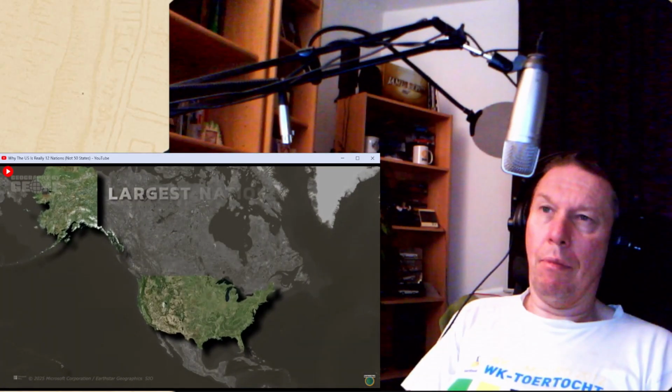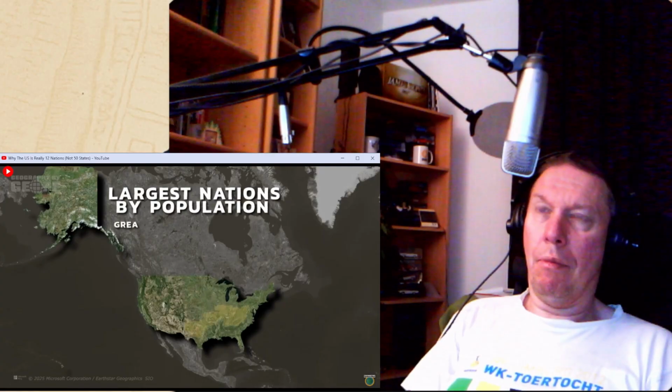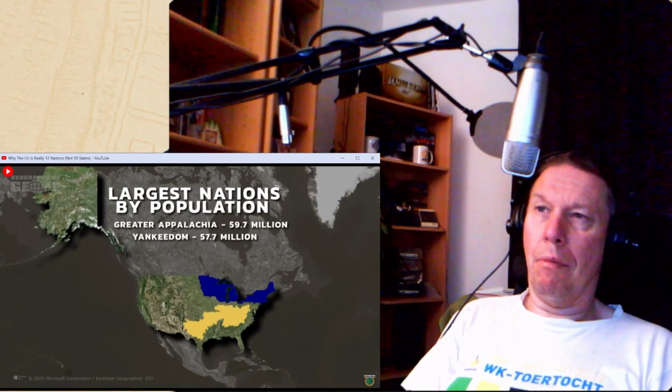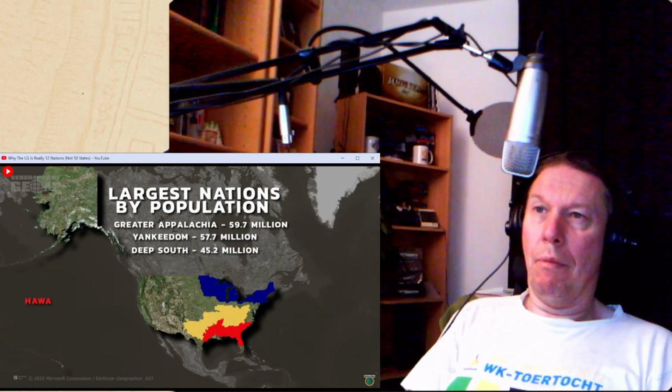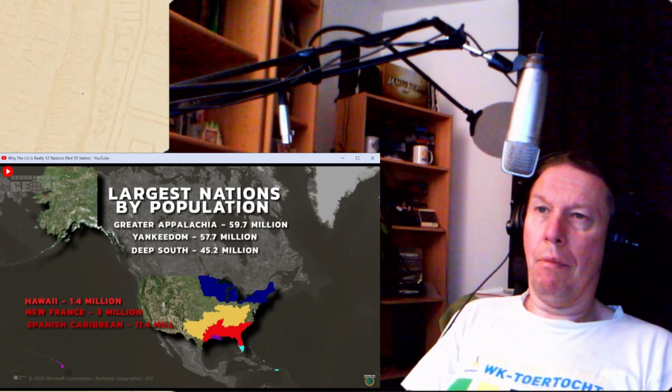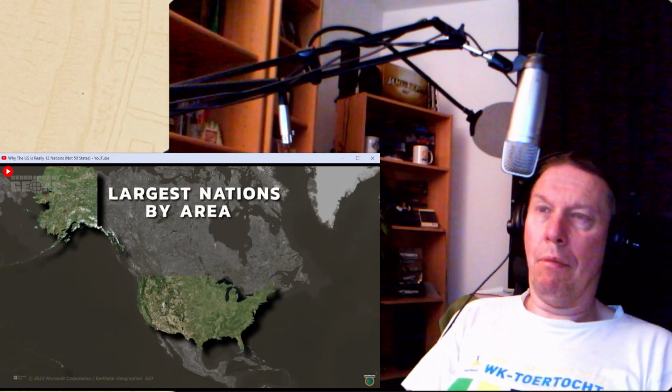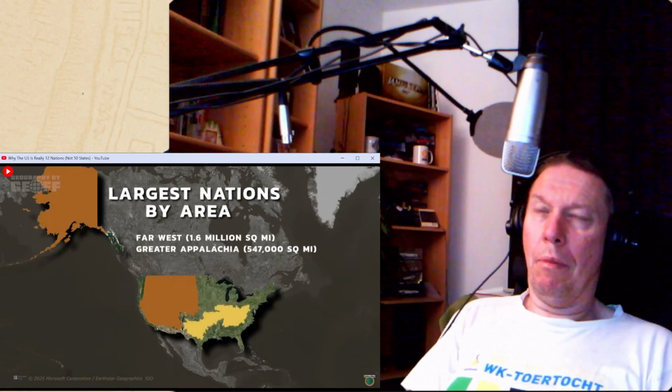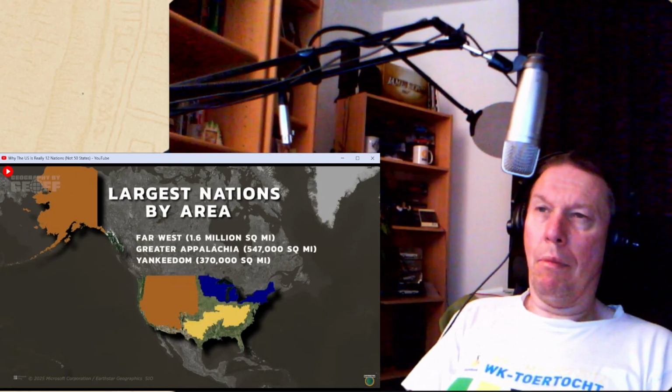In raw numbers, the largest nations by population would be Greater Appalachia, Yankeedom, and the Deep South, while the smallest would be Hawaii, New France, and the Spanish Caribbean. The largest by area size would be the Far West, Greater Appalachia, and Yankeedom, while the smallest would be New Netherlands, Hawaii, and the Spanish Caribbean.